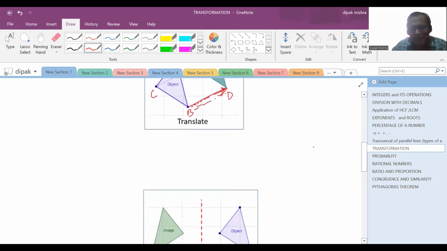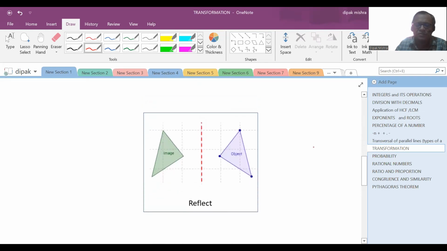The next is reflection. So what do we mean by reflection? Now this is very easy to understand. If you stand in front of a mirror, this is the object and this is the image. The image formed by the mirror is the same size as the object. But now this is not translation.